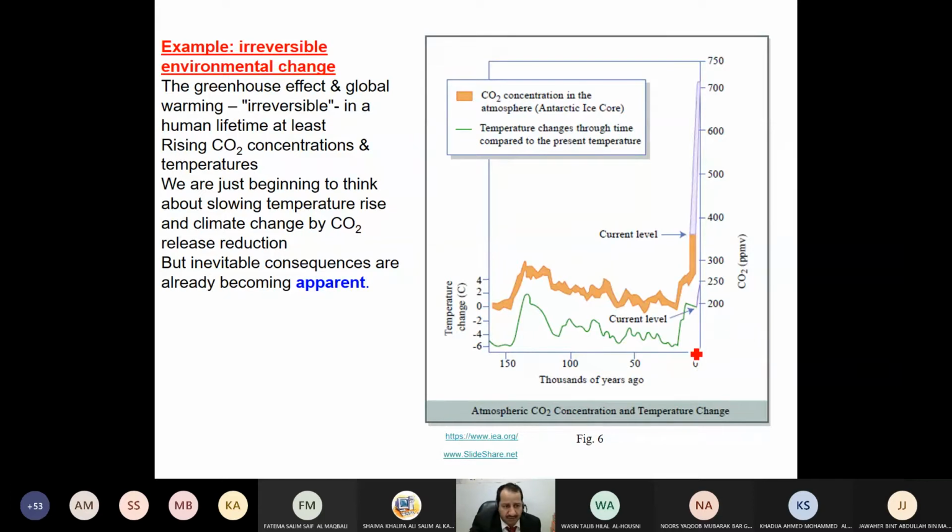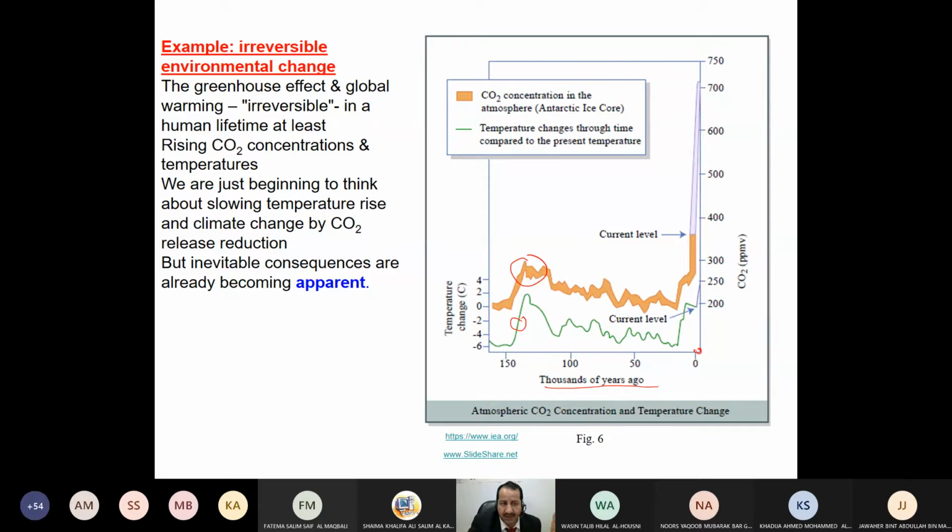Have a look. This is a well-known curve. It gives the atmospheric CO2 concentration and temperature change. This curve represents the CO2 concentration, and the green one represents the temperature change from the past, thousands of years ago, from today back to 150,000 years ago. If you compare the two curves, and you are an engineer, you know that there is a correlation here. There is a relationship between temperature change and CO2.